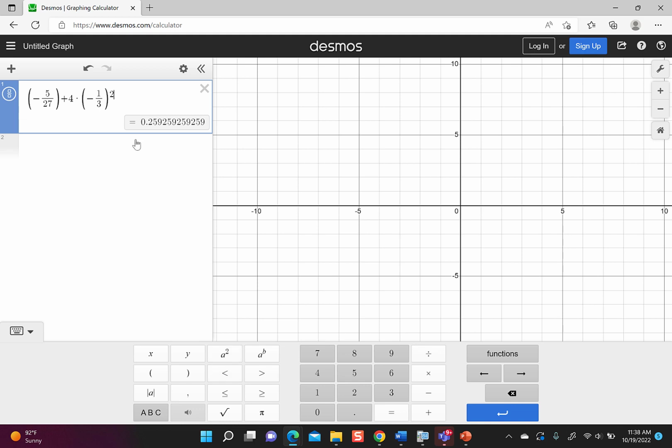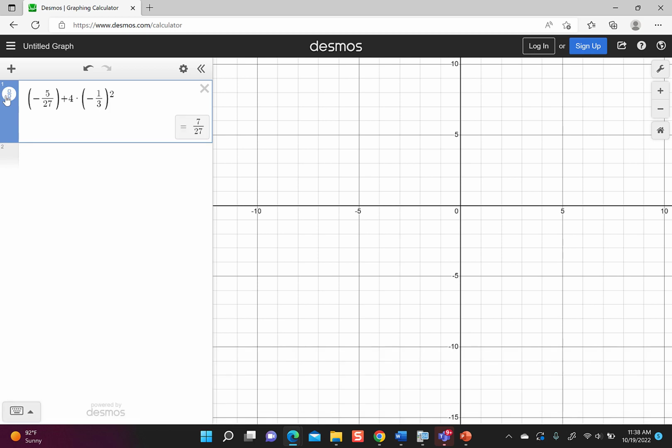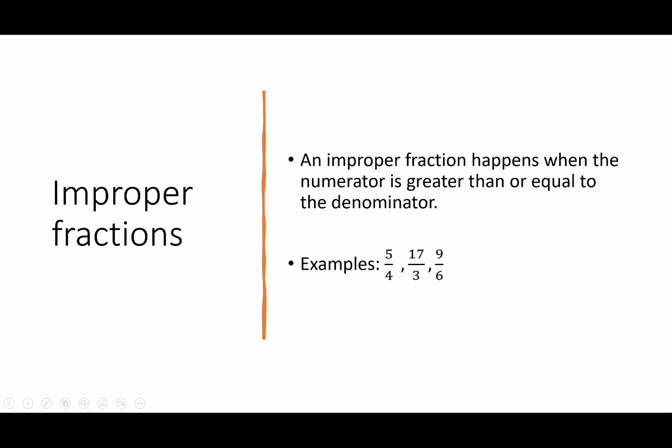All right, comes out with this decimal. I make it go back to a fraction by clicking this little button. So I don't want you to be overwhelmed with all the operations. Technology is your friend. So let's go back to those things called improper fractions.